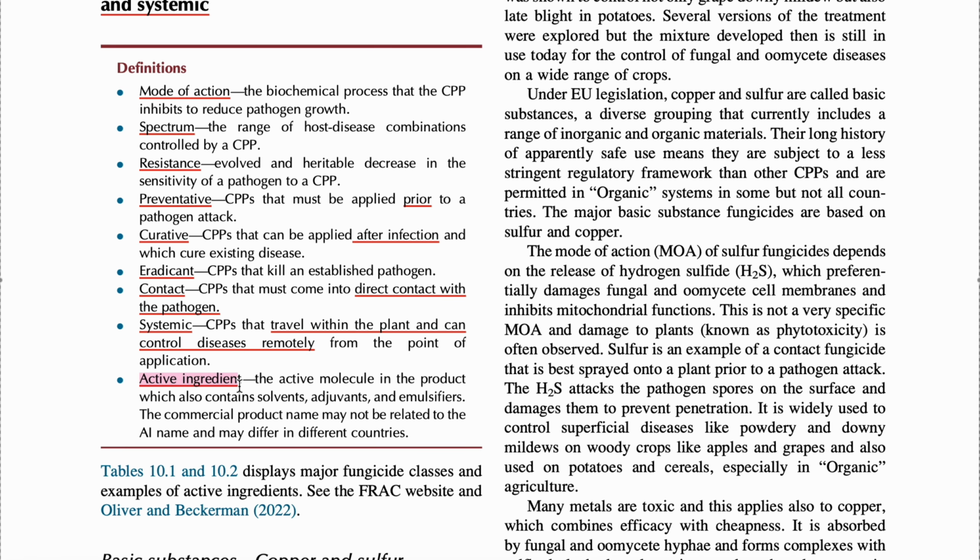Moving forward, active ingredient: the active molecule in the product, which also contains solvents, adjuvants and emulsifiers. The commercial product name may not be related to the AI name. AI means what? Artificial intelligence? No. In this case, AI means active ingredient, and names may differ in different countries. Okay.